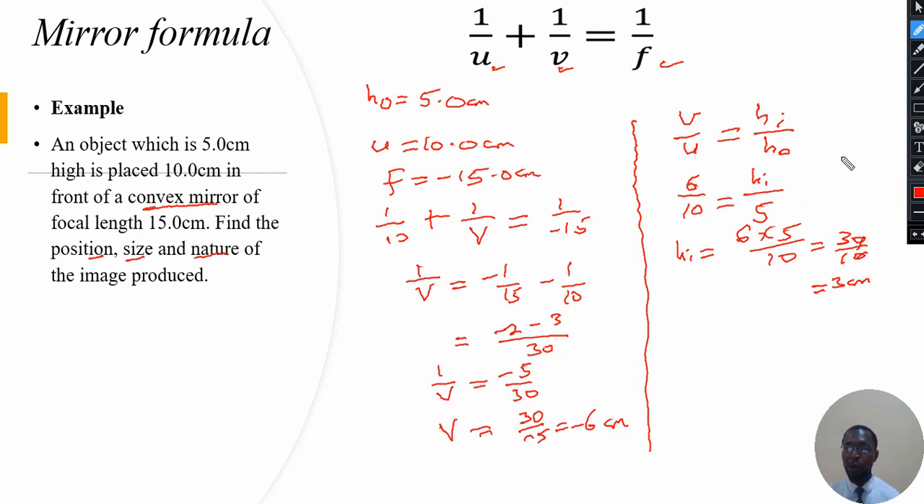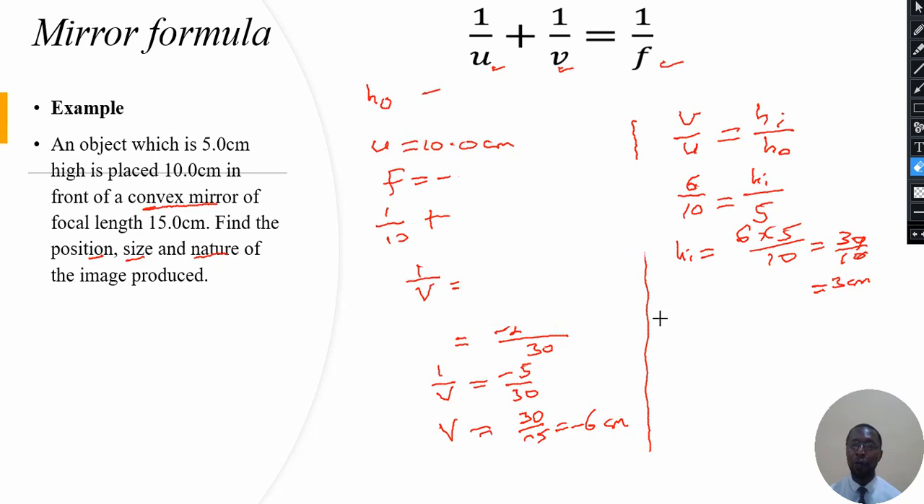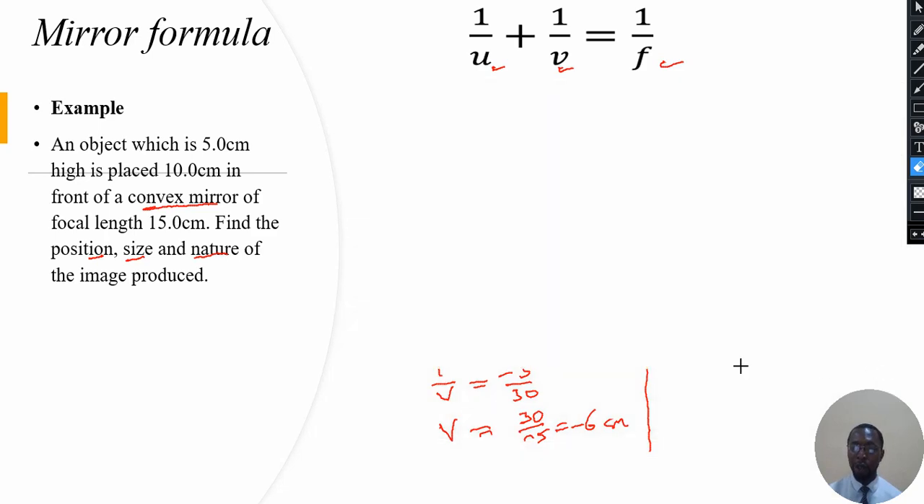It is erect. All right, so that was it about just a little calculation using the mirror formula. Okay, so we are going to be drawing the curtain here, and then in our next class we'll consider more in a light way.